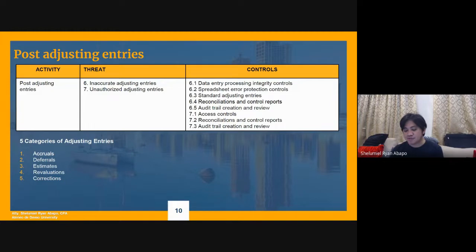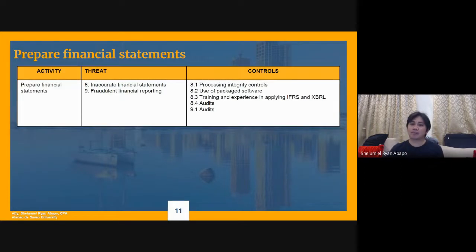This additional control is provided by creating a standard adjusting entry file. A standard adjusting entry file improves input accuracy by eliminating the need to repeatedly key the same types of journal entries. Okay? Now let's proceed to the preparation of the financial statements. The preparation of the financial statements faces threats that will result in inaccurate financial statements and, of course, fraudulent financial reporting. So how do we mitigate these threats? Okay.